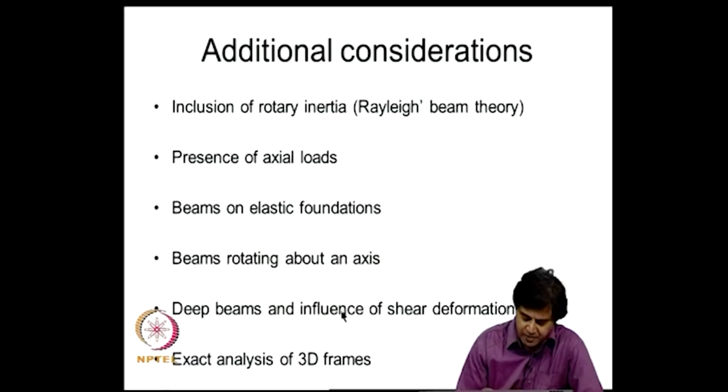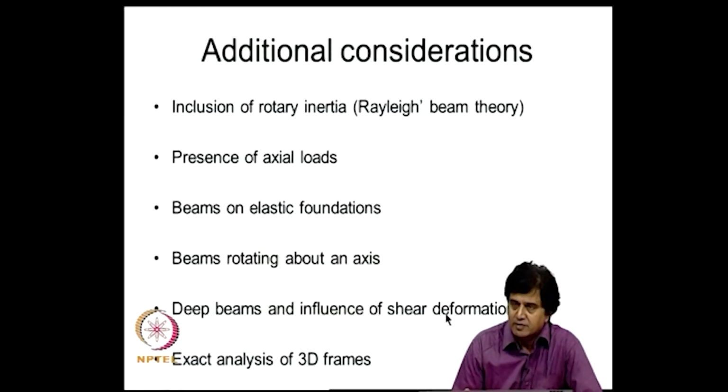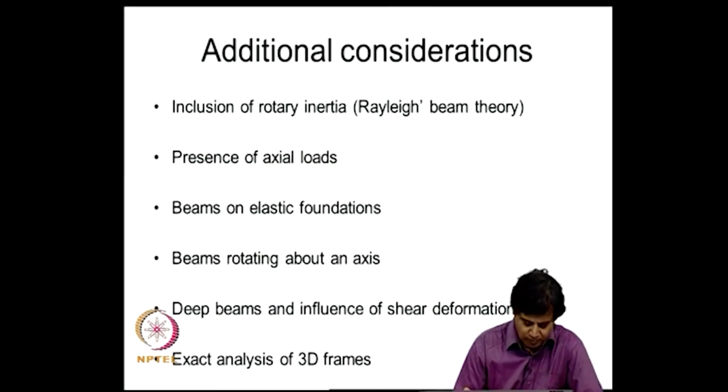Then deep beams and influence of shear deformation. We have assumed the validity of Euler-Bernoulli beam theory, where plane sections which are normal to the neutral axis before bending remain plane and normal to the neutral axis. So, that virtually ignores, that means we are ignoring the shear deformation, the contribution of shear to the transverse deformation. Now, that assumption is reasonable if the beam is not very deep. So, if the depth of the beam increases, then these effects become important and how to include them in our formulation.